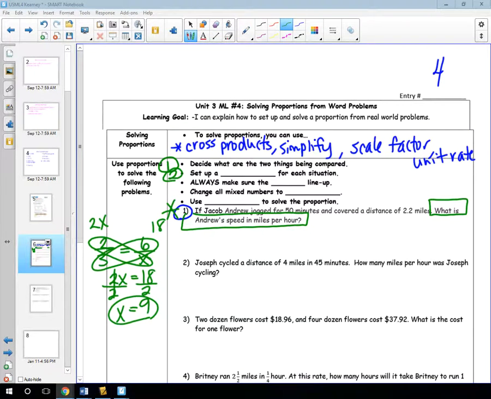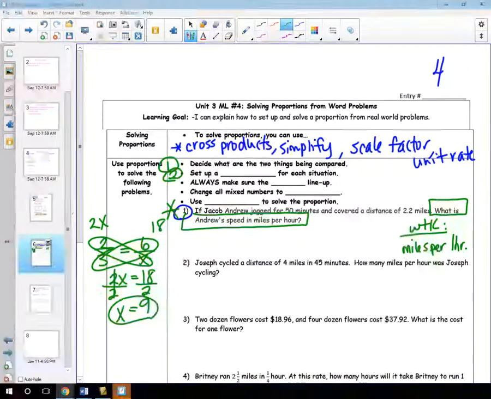I'm going to come over to the side and make a little note about what I want to know by the end of this problem. I'm going to put WTK for want to know, just to remind myself that by the end of this problem, I want to know how fast Andrew is going in miles per 1 hour. I want to know how fast he is going in miles per hour. Obviously, the two things we're comparing are the miles and the hours.